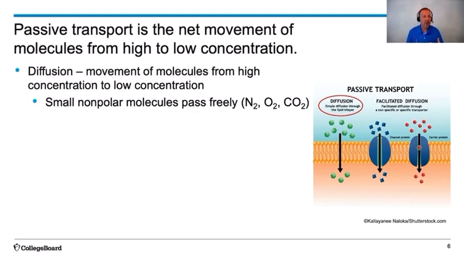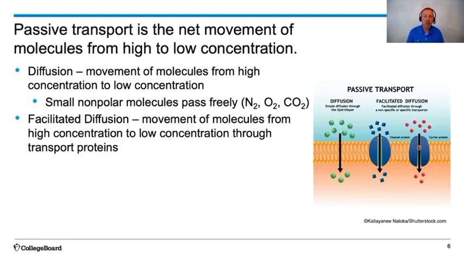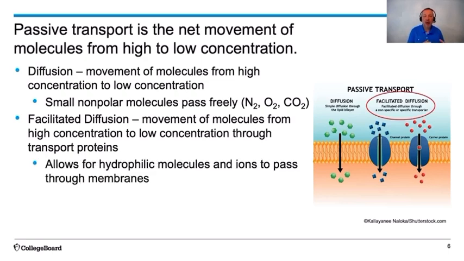But what if their molecules are not small or nonpolar? Well, they then move through via a process called facilitated diffusion, which is again the movement of molecules from a high concentration to a low concentration, but it's done through transport proteins. It allows for hydrophilic molecules and ions to pass through the membrane.